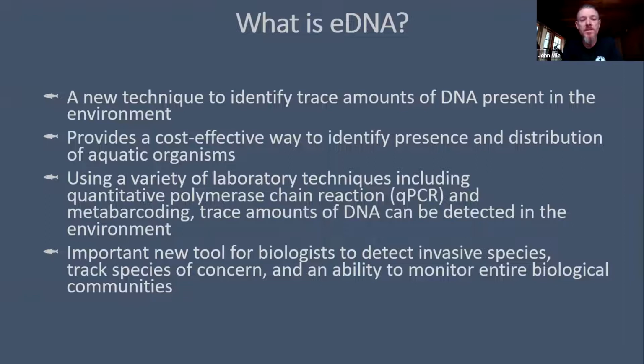eDNA, for those of you who don't know, is a newer technique to identify trace amounts of DNA present in the environment. It could be in the soil, on leaves, or in our case, in the water. It's a cost-effective way to identify presence of aquatic organisms. It uses a variety of laboratory techniques, qPCR, metabarcoding, to detect trace amounts of DNA in the environment. And this is an important tool for fish biologists to be able to track species of concern, monitor entire fish communities, detect invasive species.